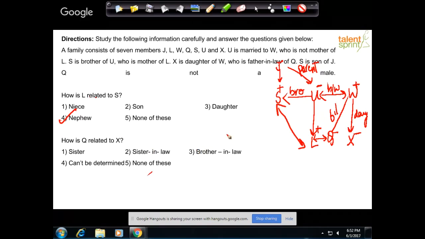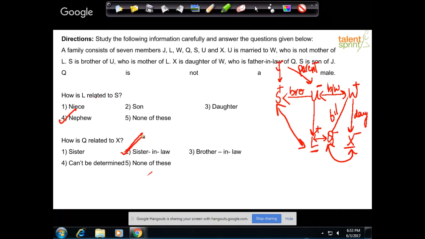How is Q related to X? What is the relationship between Q and X? I can see some of you are asking questions about the usage of the word who. I will come to that once I finish discussing the last question. Now, if you notice, Q is the wife of the brother of L. We know L and X are brother and sister, which means that Q is the wife of the brother of X, which means that Q is the sister-in-law of X.